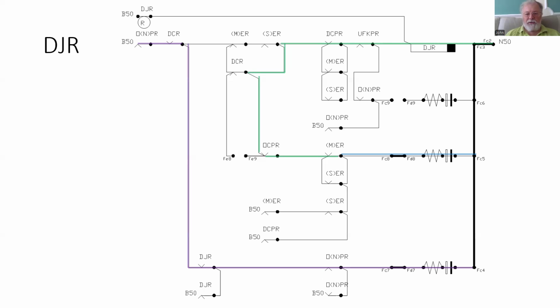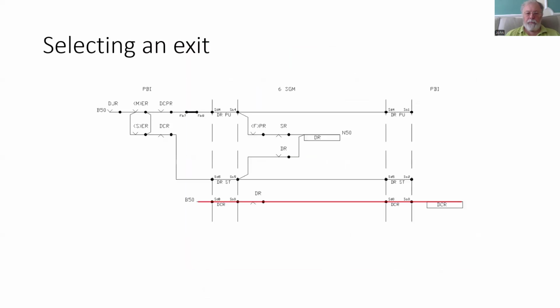And if the signaler doesn't press any buttons within the next 7 to 10 seconds, then the PBI will be reset, assuming that the route was not required. So the exit. Well, with no exit selected, the DCR was energized. However, when you press a button in the relevant exit set, the FPR there operates, and that causes the DR to energize. And you'll notice that the DR sticks up over contacts fed from the PBI. And there is its stick path.